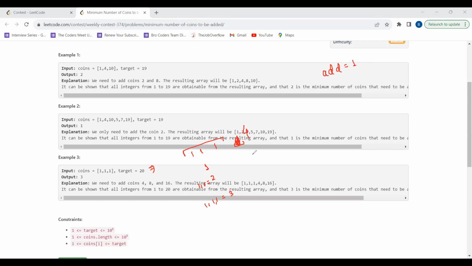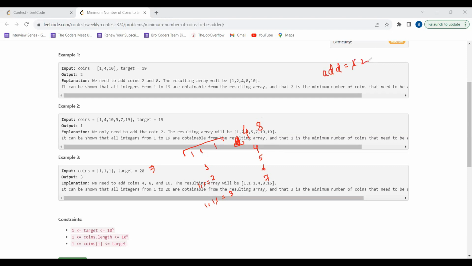And as we have added 4 now, up to 7, we can form every single element. Yes. We can form 4, we can form 5, we can form 6, 7. Now, we can't form 8. Here, we'll need to add 8 to our array list. Now, our updated array has 8 also, and we have done 2 additions till now.